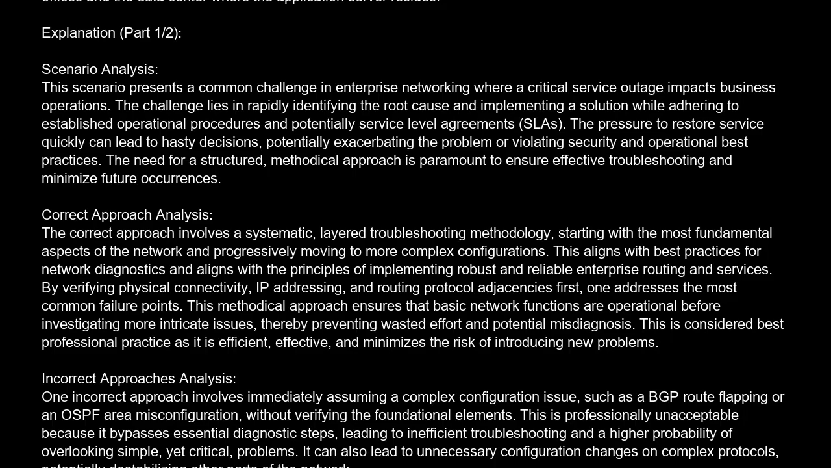The correct answer is D. Begin by verifying physical layer connectivity, IP addressing, and routing protocol adjacencies between the branch offices and the data center where the application server resides.